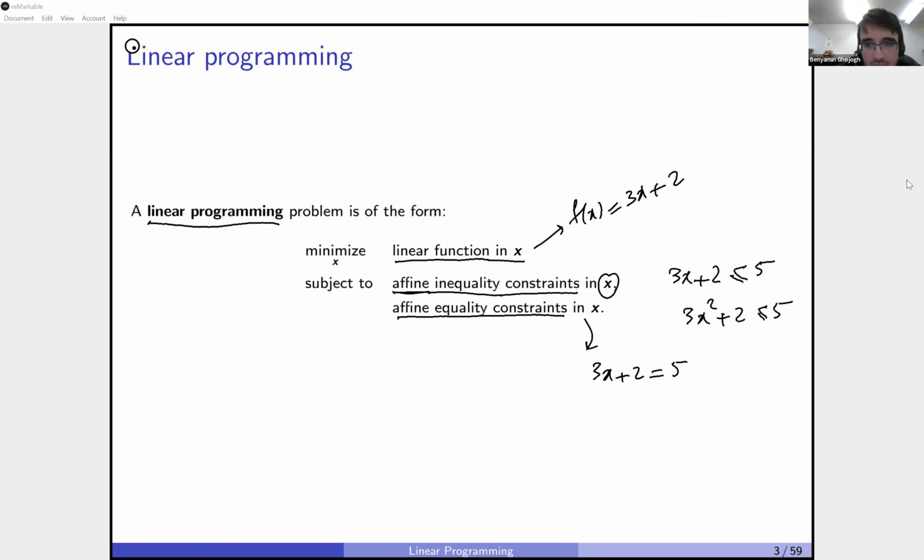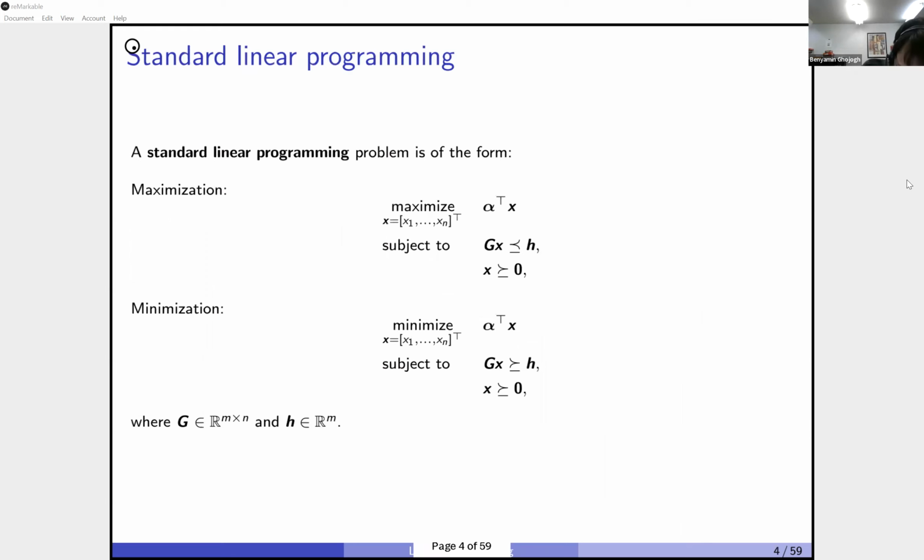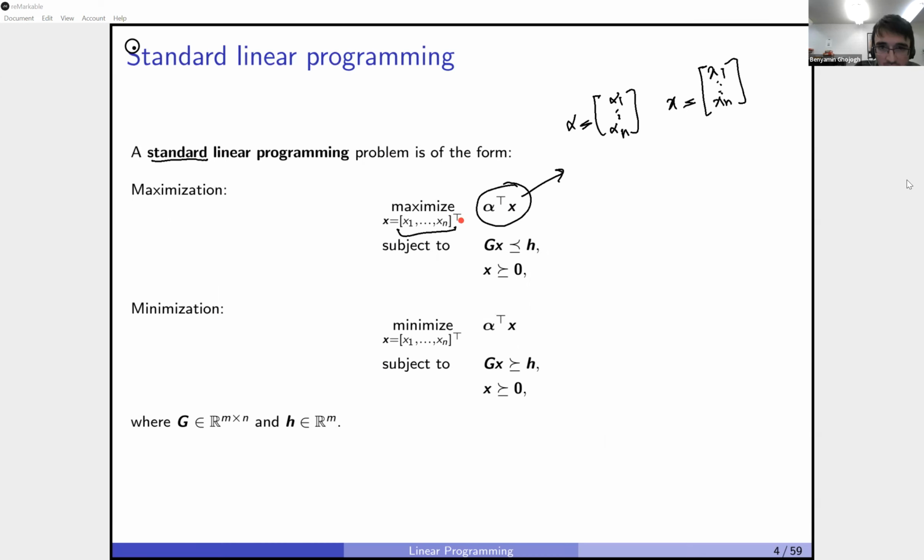So the standard linear programming form is usually written like this. You might have maximization or minimization. Again, this is a linear function. Do you know why? Because if you write alpha as alpha 1 until alpha n, and x as x1 until xn, why do I put a transpose here? Because I usually write vectors as column vectors, and this is a column vector.